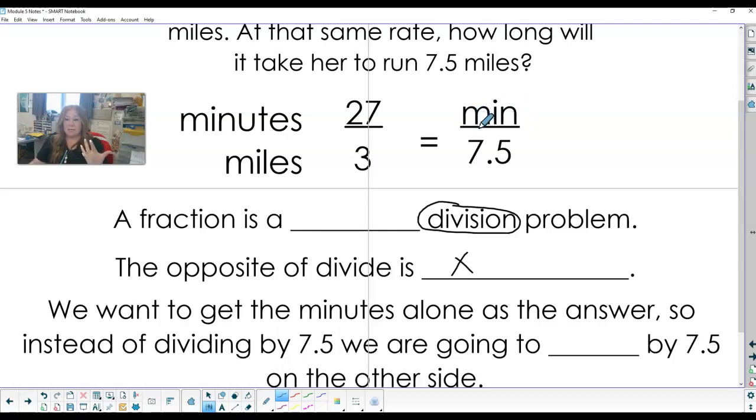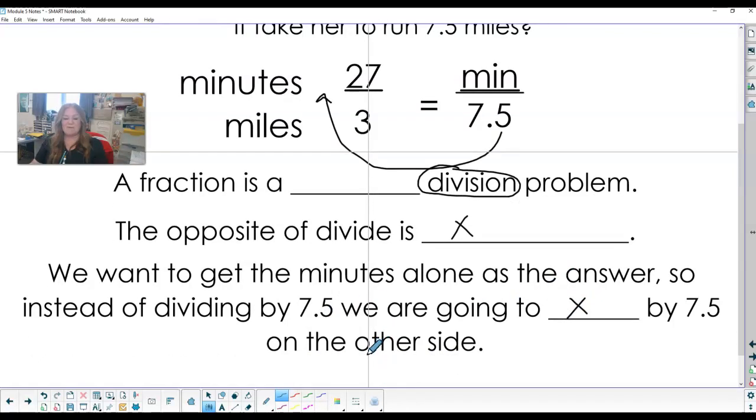I don't know what it is, so I can't just divide. Instead, I'm going to do the opposite. But if I do it to this side, I have to do it to this side. So I'm really just moving this over here. But instead of dividing, I'm going to multiply. So instead of dividing by 7.5, I am going to multiply by 7.5 on the other side. I want to take this and move it over here because I want this all alone as the answer. Okay, stay with me. I promise it's going to get easier.